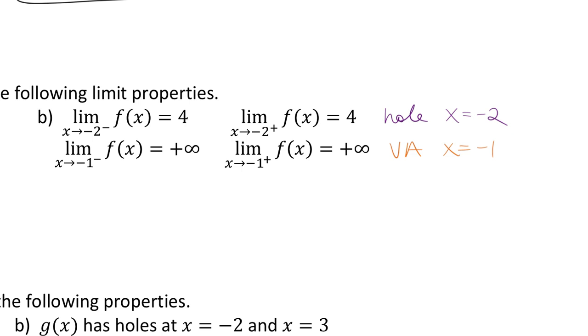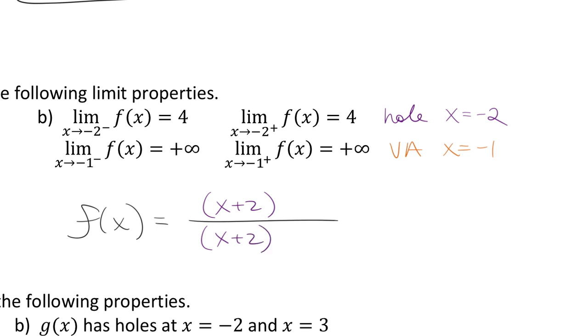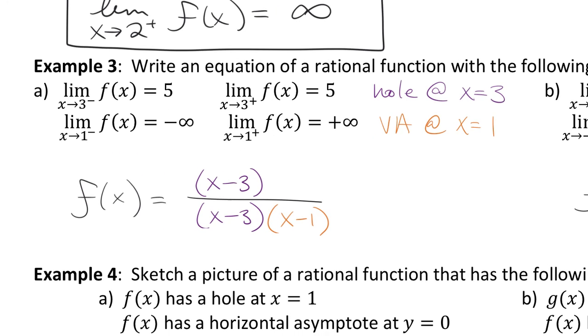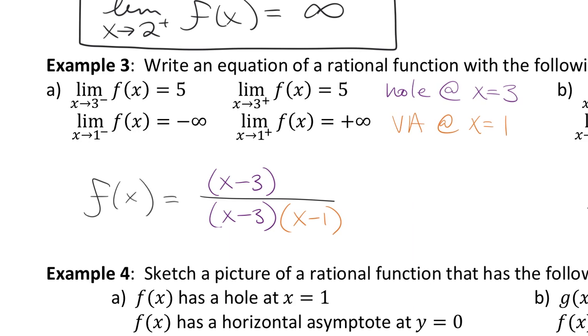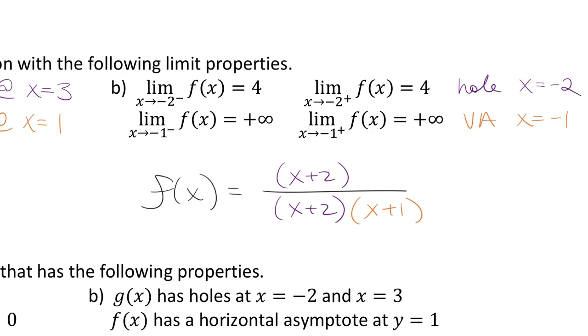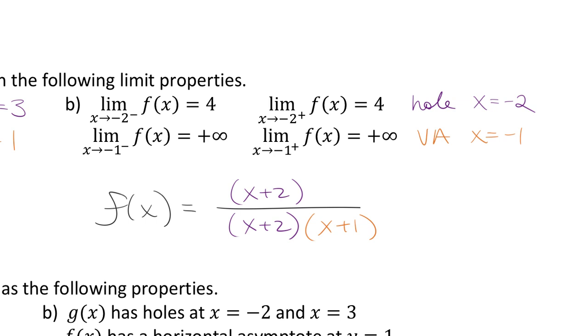So if that's the case, when we go to write our equation for f of x, we know that holes have to cancel out on the top and bottom. So there should be an x plus 2 on the top and an x plus 2 on the bottom. Then there should be an x plus 1 on the bottom. Now here's a bit of extra information. Do you notice how in question A, one of the limits was positive infinity, the other one was negative? And do you see how in this one, both of the limits go to positive infinity?